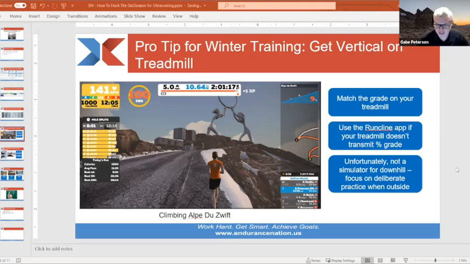If you don't want to do that, there's an app called RunCline that works on your phone that will take the data from your foot sensor, the foot pod, and you manually put in that the treadmill's at a 9% grade, and it transmits that to Zwift. So I know Brian Hagan has used this. So even if you don't have a treadmill that transmits grade, you can do this.